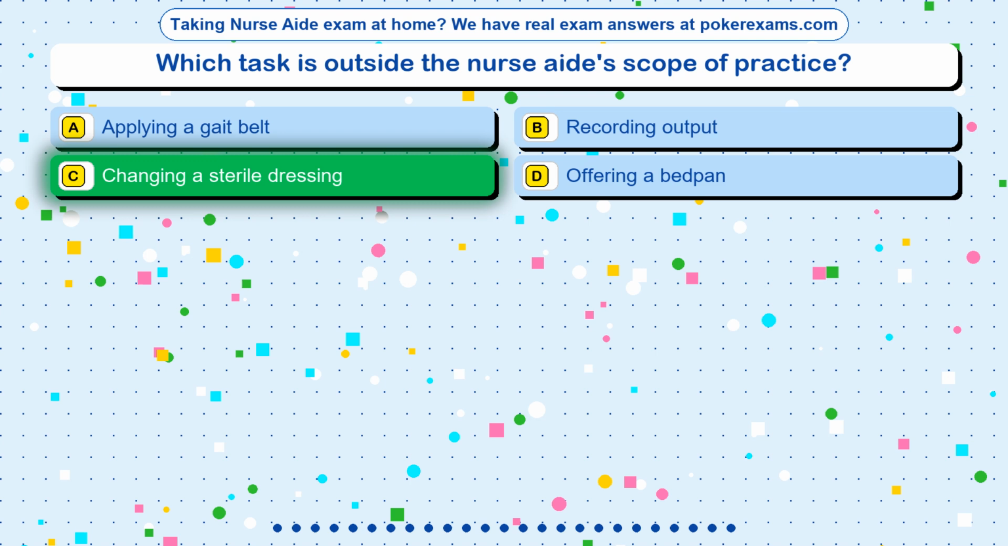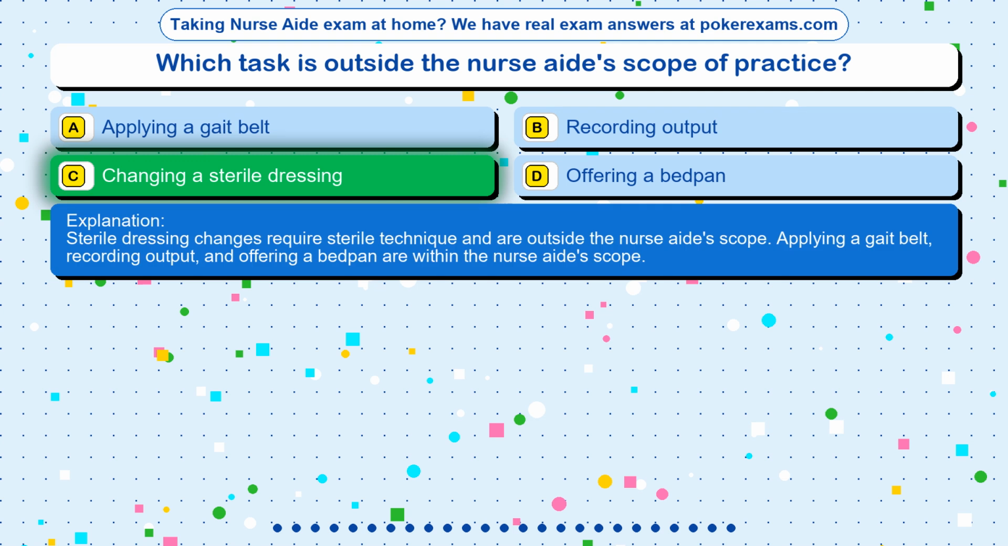The correct answer is option C, changing a sterile dressing. Sterile dressing changes require sterile technique and are outside the nurse aide's scope. Applying a gait belt, recording output, and offering a bedpan are within the nurse aide's scope.